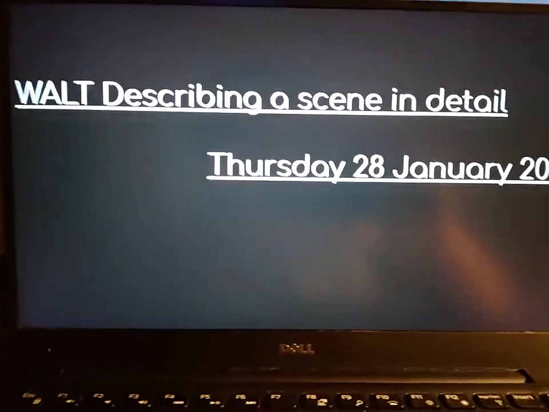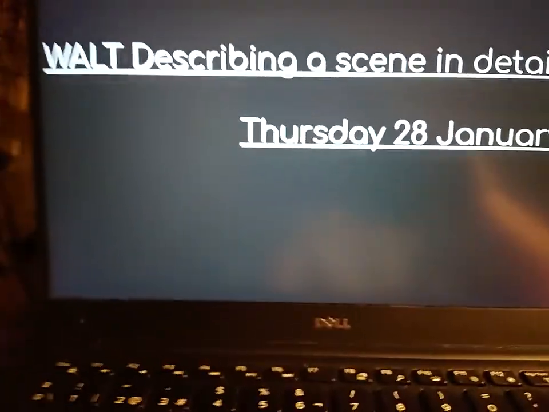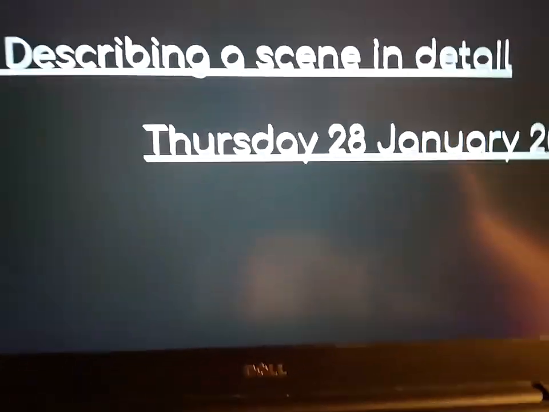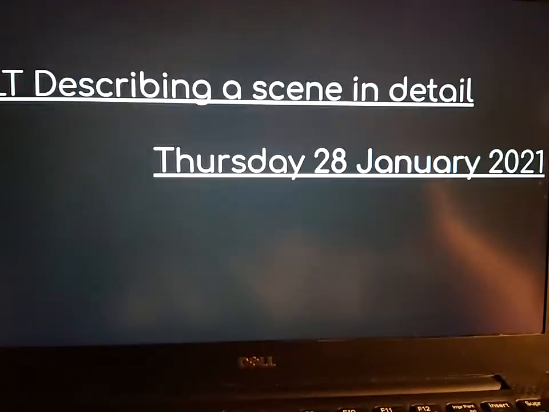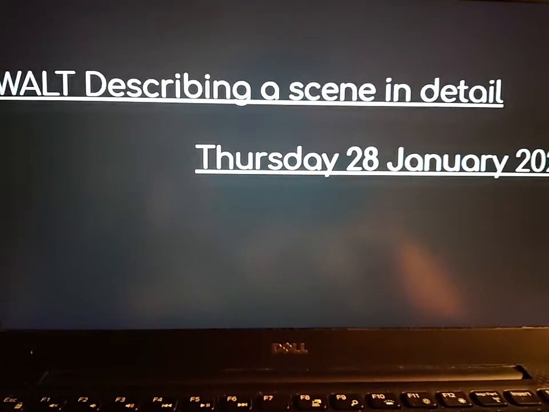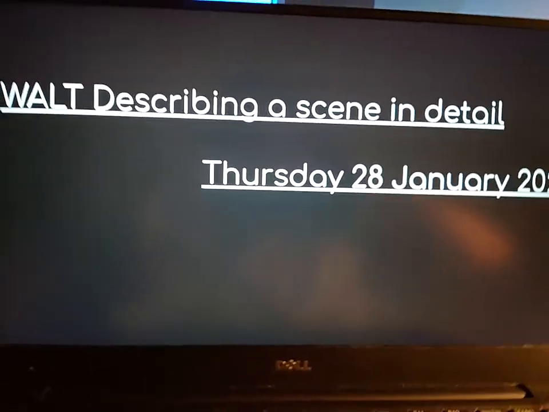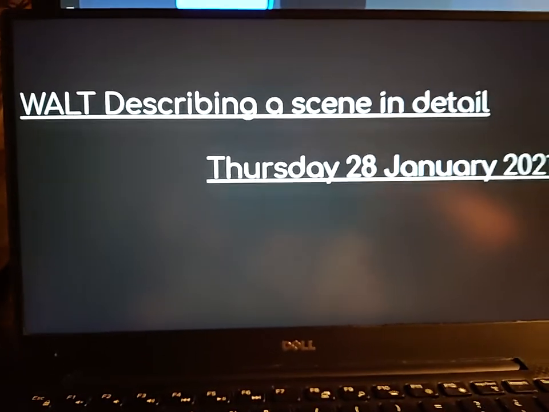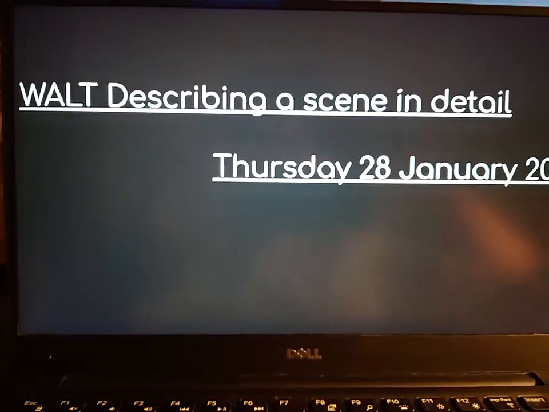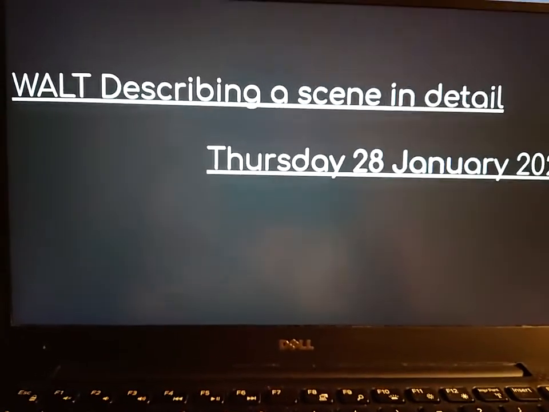Okay, so the WALT for today's lesson is describing a scene in detail. Now, this is very similar to describing a character like we've been doing over the last couple of days. In fact, we're going to use the same techniques, but this time I'm going to ask you to piece it together bit by bit. I think that will be easier. And then for those of you who like to really show off and just go mad and write a huge number of pages, I'll give you that opportunity to do that as well.